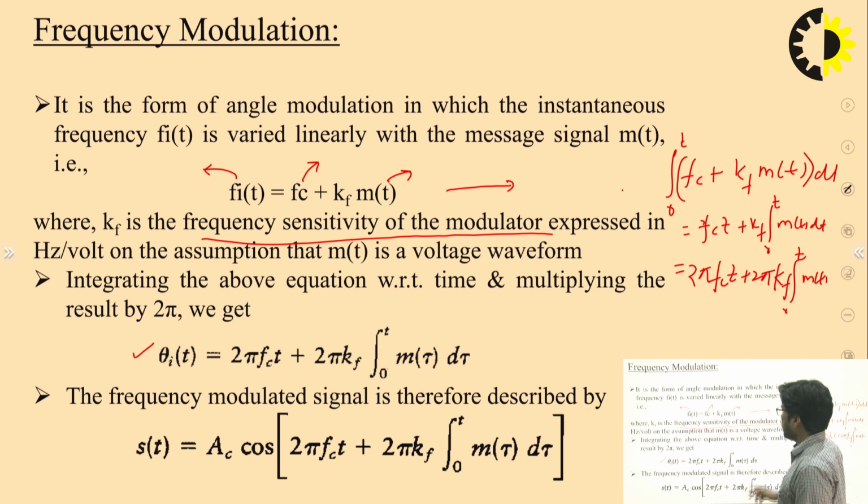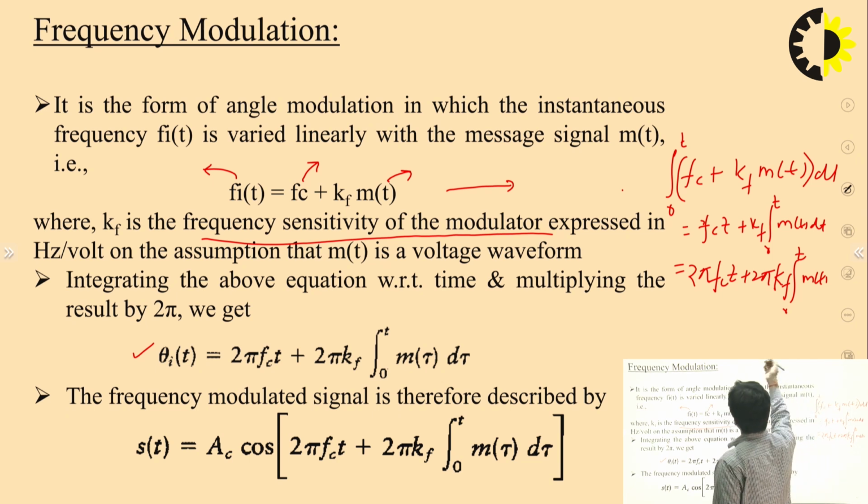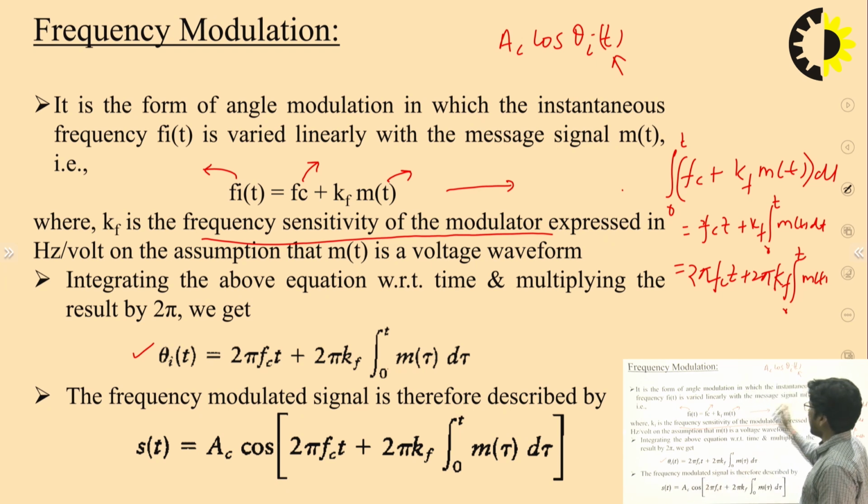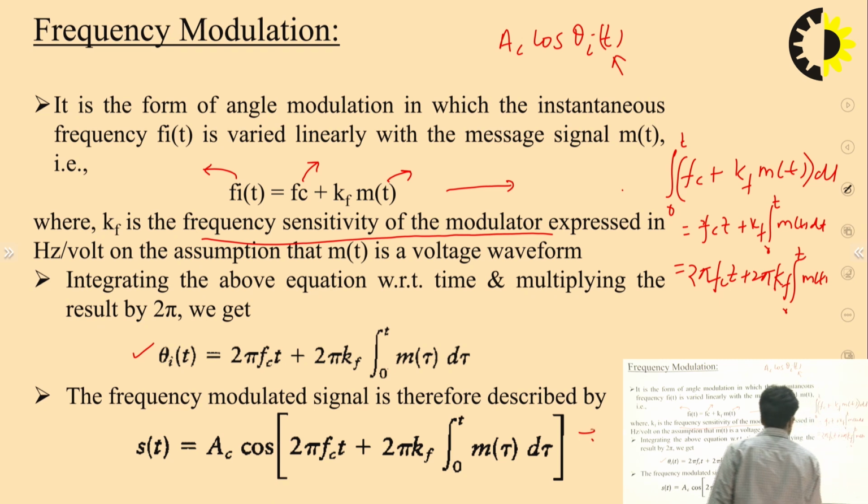Now you can represent the equation of frequency modulation here. Initially I already told this is A_c cos theta_i(t), right? So you can replace this theta_i(t) with this equation. So you will get the equation s(t) is equal to A_c cos of 2 pi f_c t plus 2 pi k_f integral 0 to t m(t) dt, right? So this is the general equation of frequency modulation. You can see here, this is the general equation of FM, right?